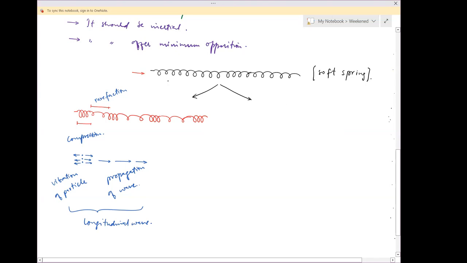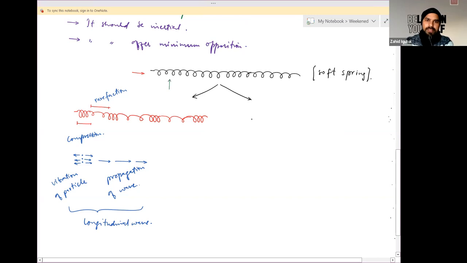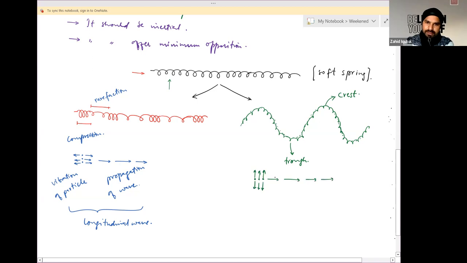No, sir. In the second part, suppose you hit this particular string along this way, so it will tend to acquire a shape like this. So the uppermost part is called crest. The lowermost part is called trough. In this part, particles are vibrating along this way, and propagation of wave is along this way. And these two directions are perpendicular to each other.